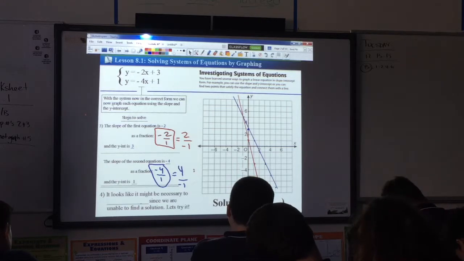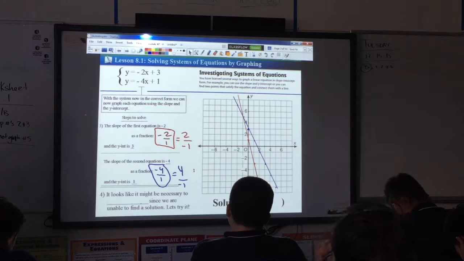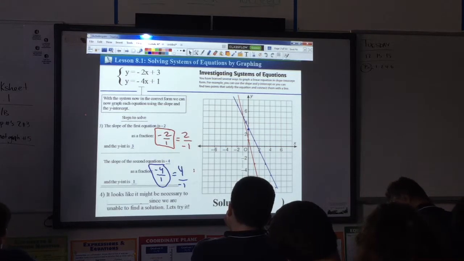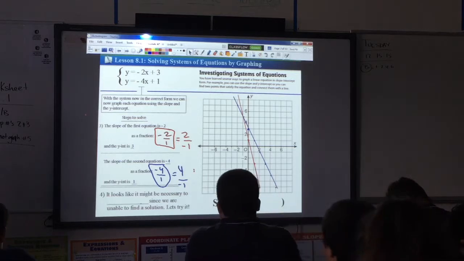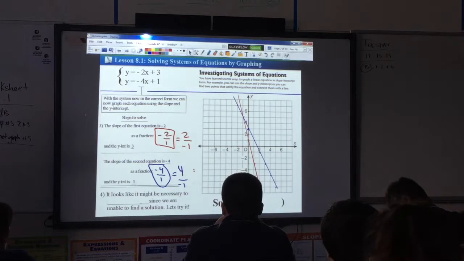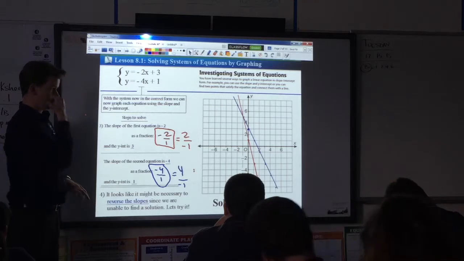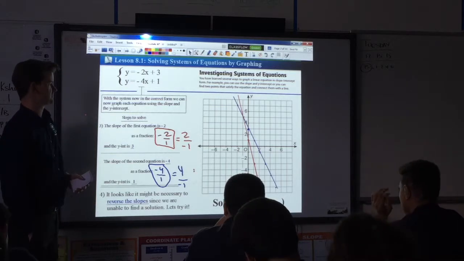The only time you wouldn't have to do this is when we get all the way to the end of this module, when we solve systems that have no solution or infinite solutions. That's a different case. But for regular systems, you will always have to figure out where the two lines intersect. That's the only way by graphing you can find a solution. So we reversed our slope, and now I see a solution. Madison, what's the solution?